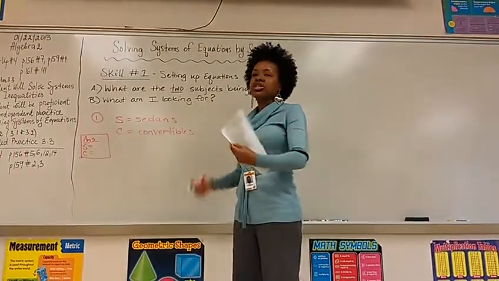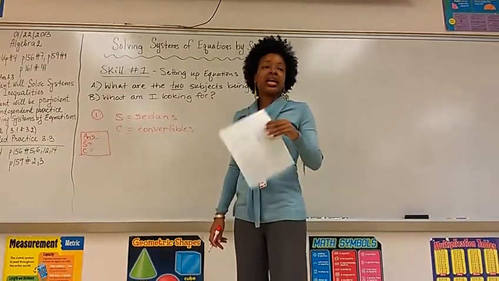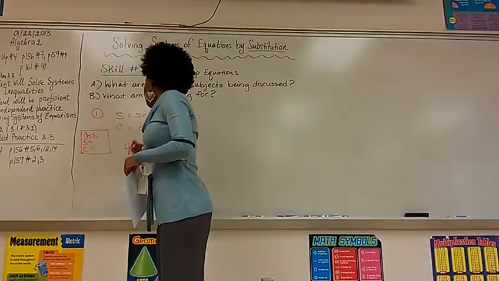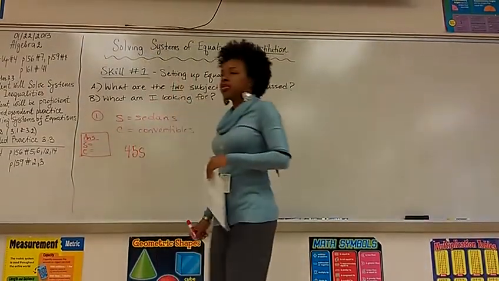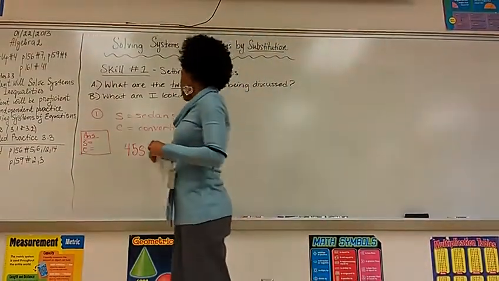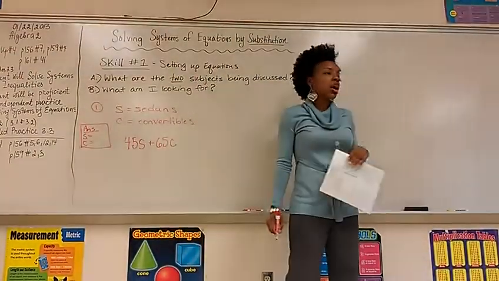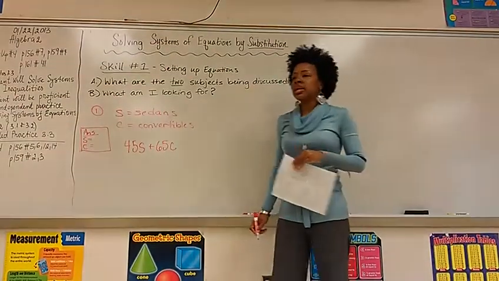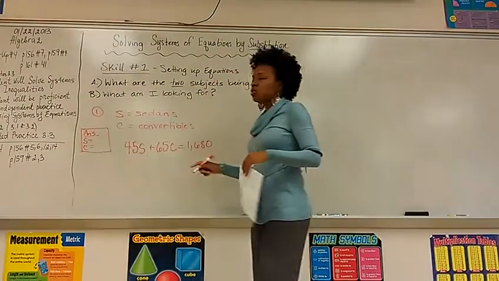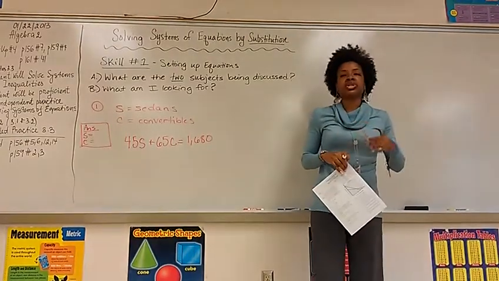So, read the question. See what information they give you. They tell you that sedans are rented at $45 per day. So $45 per day for a sedan. 45S. Plus convertibles, which are $65 a day. So 65C. Altogether, how much money did they make in one day, Charlie? 1,680. So that's one equation. You always have to write two equations for a system of equations.